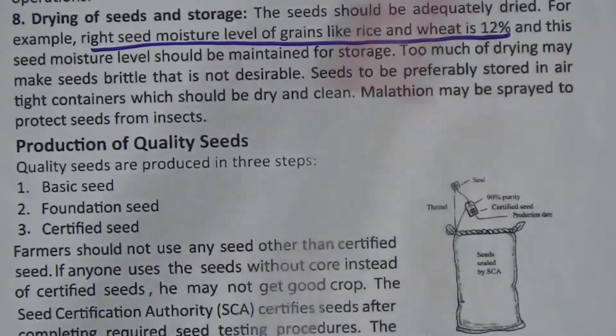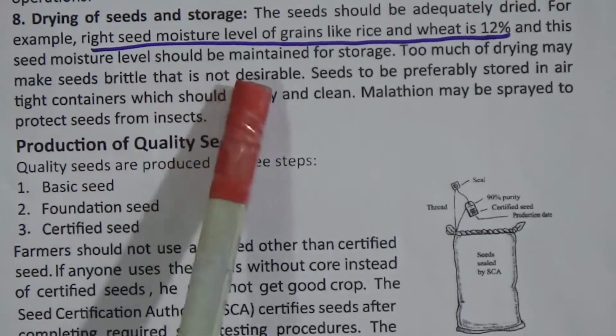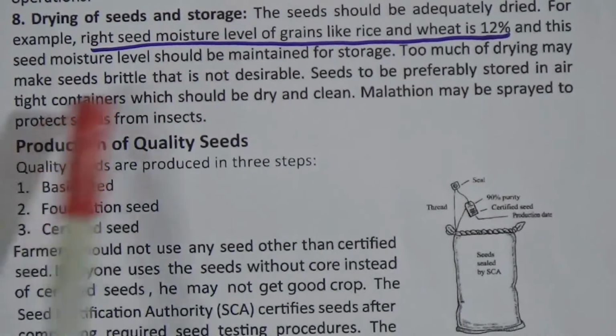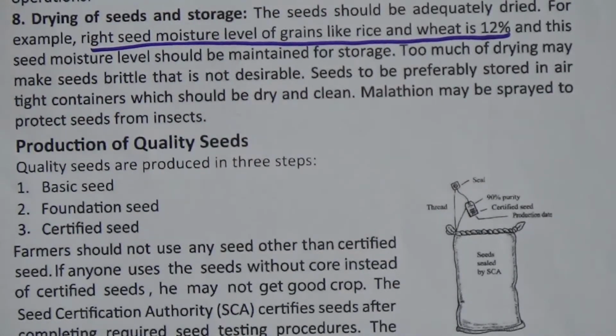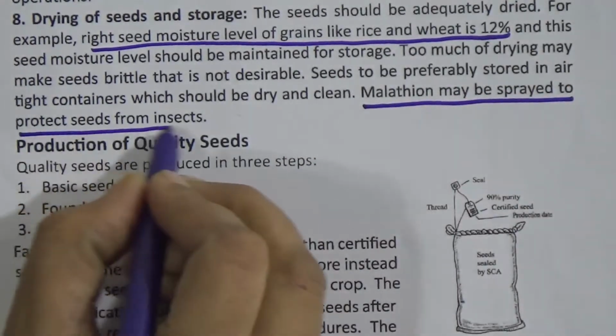Too much drying may make seeds brittle, which is not desirable. Seeds should preferably be stored in airtight containers which should be dry and clean. Malathion may be sprayed to protect seeds from insects.